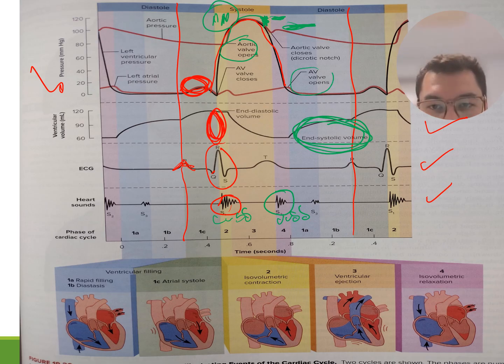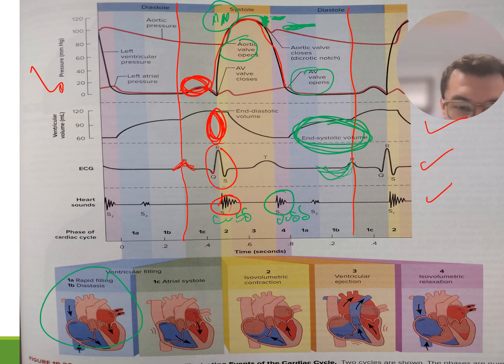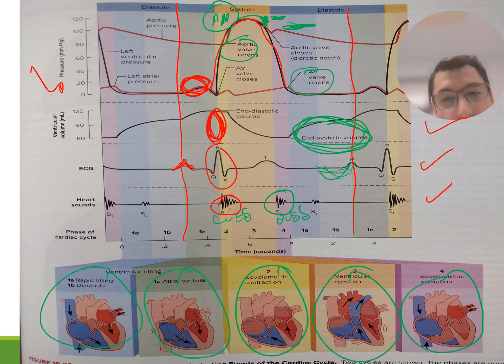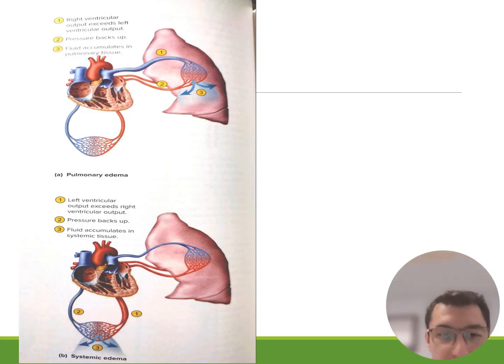You can see here that the AV valves open and the ventricle starts to fill. As it starts to fill passively, it will match up with the beginning of atrial systole. Here you can see some of the different changes within the heart as we go forward. So some key distinctions to know here.